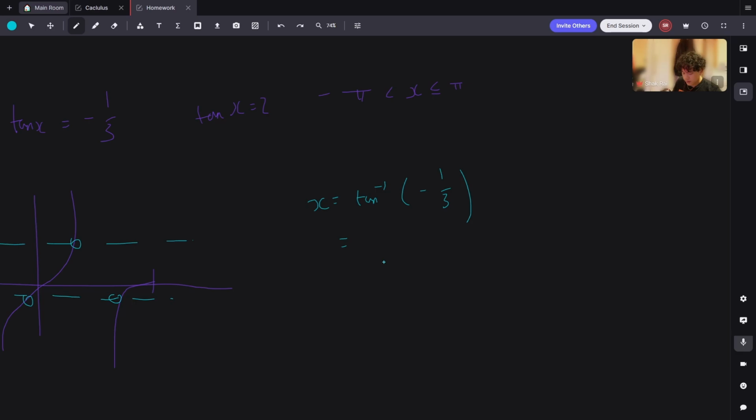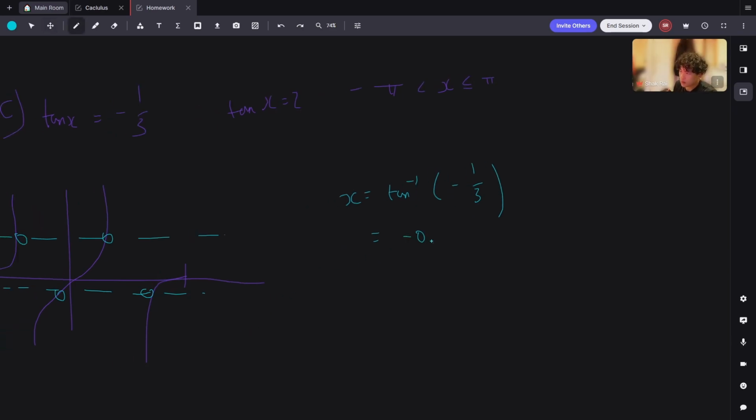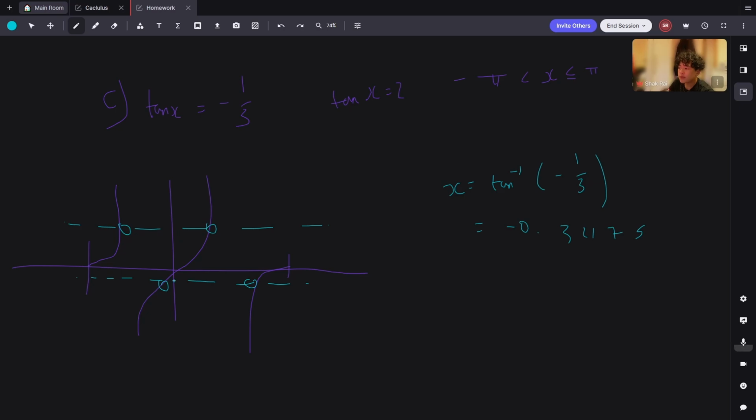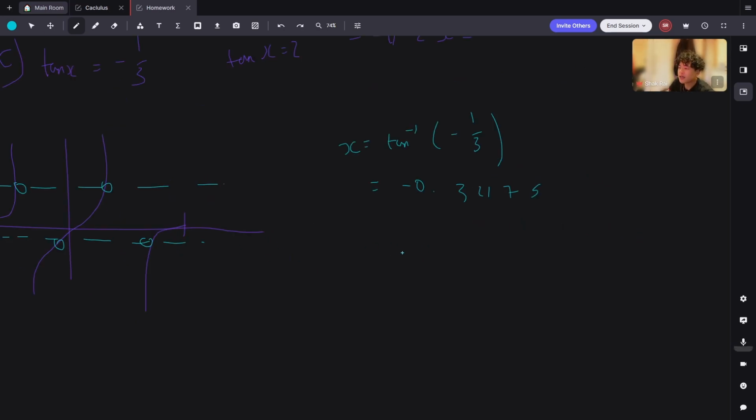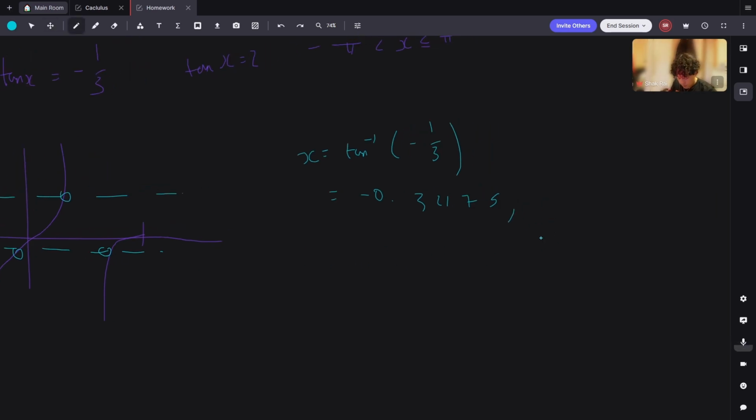So the tan inverse of minus a third equals minus 0.32175. And essentially, because we know that tan repeats every pi radians, this second value is going to be plus pi, which is 2.8198. So therefore, those are the two values for minus a third.